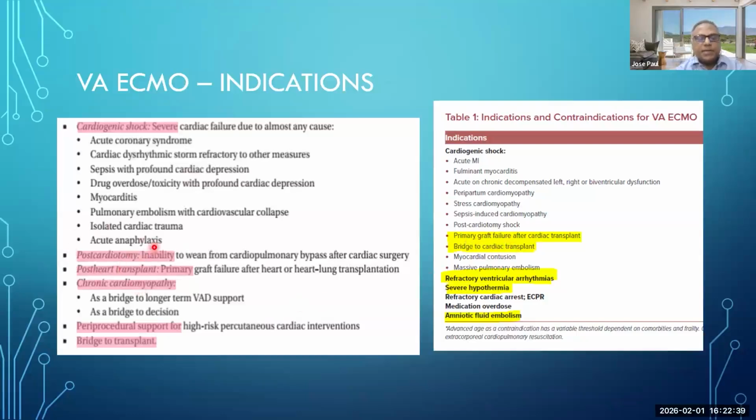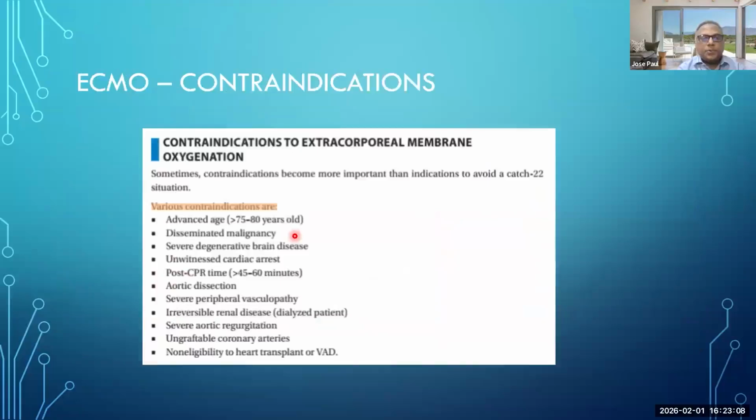post-cardiotomy as the patient in our case discussion had, and inability to wean from the cardiopulmonary bypass after cardiac surgery, then post-heart transplant, then chronic cardiomyopathy when the patient is considered for a transplant, then bridge to transplant, then it can also be done in amniotic fluid embolism, severe hypothermia, then primary graft failure after cardiac transplant. All these are indications for doing a veno-arterial ECMO.